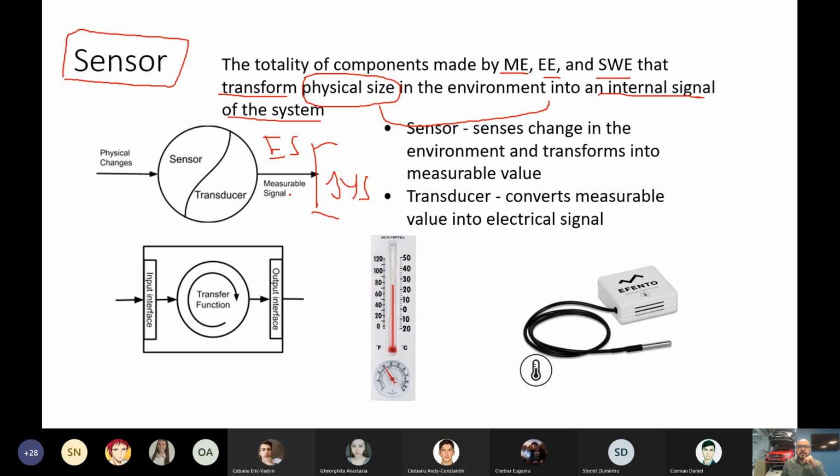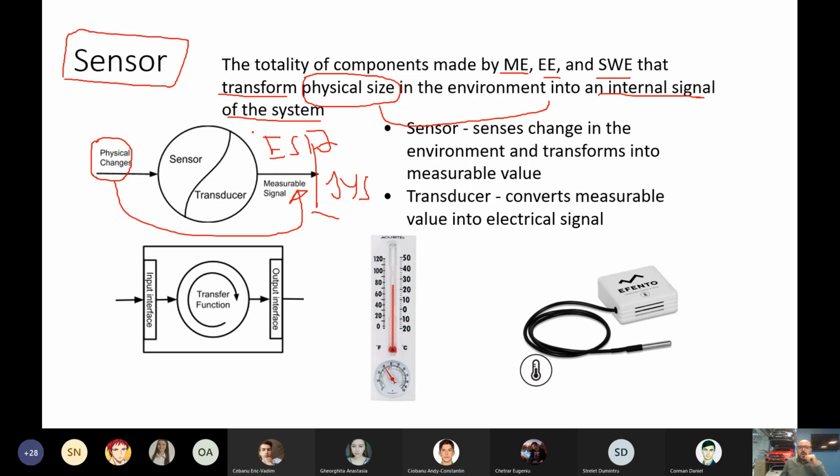Or we can even have some smart sensor that could have a microcontroller, and in this case the system will be the software system, the software world. But anyway, what the sensor is doing is converting the physical changes into an internal signal or measurable signal.